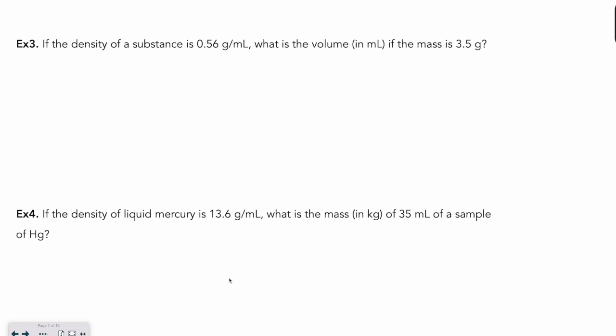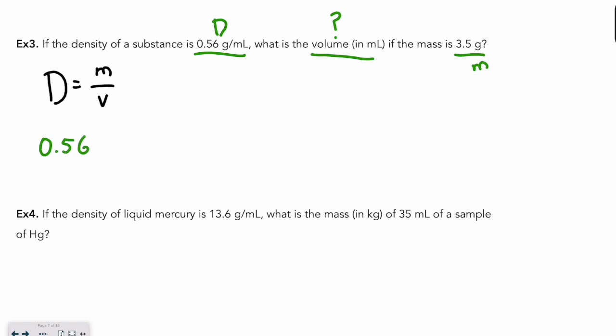All right, what if I'm not asking for the density? What if instead I am asking you to solve for volume, for example? So I have my formula for density is mass over volume. So let's plug in what I'm given. So it says if the density of a substance is 0.56 grams per mil. So this is my density. Okay. What is the volume? That's what I'm asking for. If the mass is 3.5 grams. So my density is 0.56. My mass is 3.5 grams. And I'm solving for my volume.